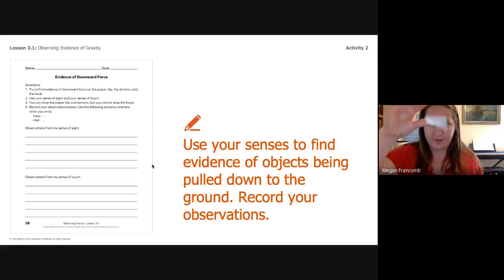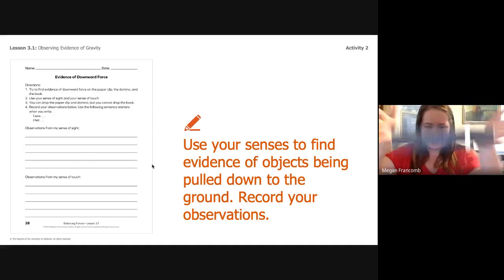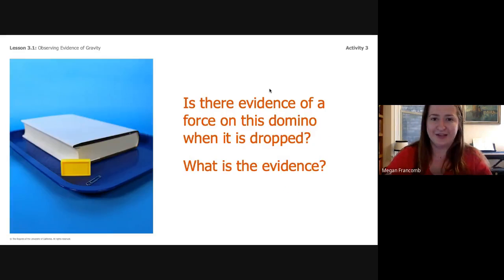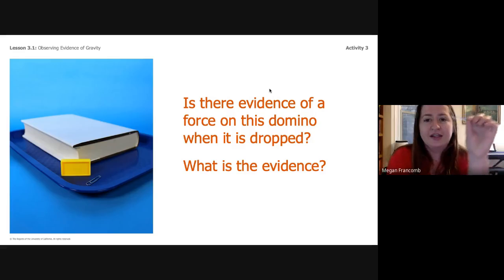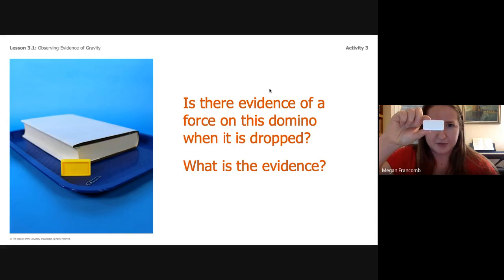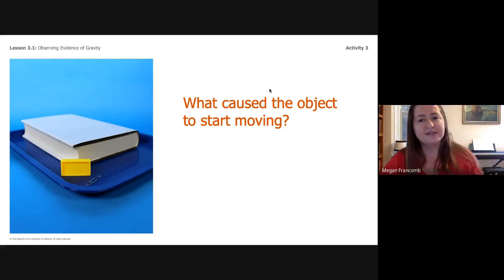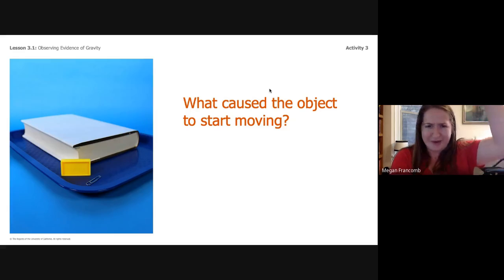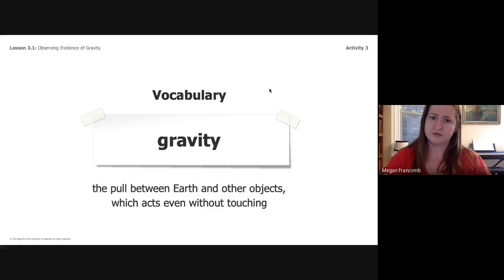So you've got your domino, your paper clip, your book, and in Google Classroom or on the packet you pick up from the school, you'll have this worksheet to record your observations, what you see and what you feel. So, is there evidence of a force on this domino when it's dropped? What's the evidence? What's causing the object to start to move? I'm letting go, but I'm not pushing it down to the ground.